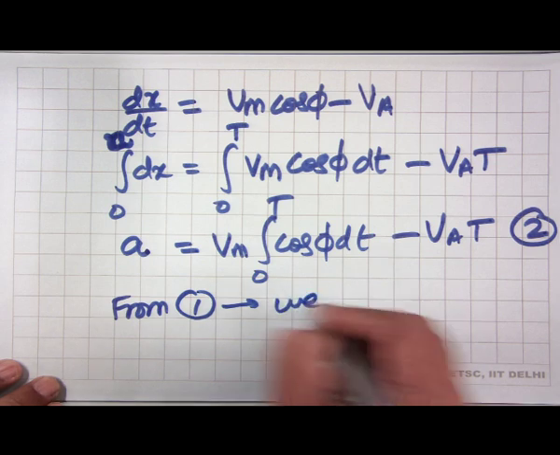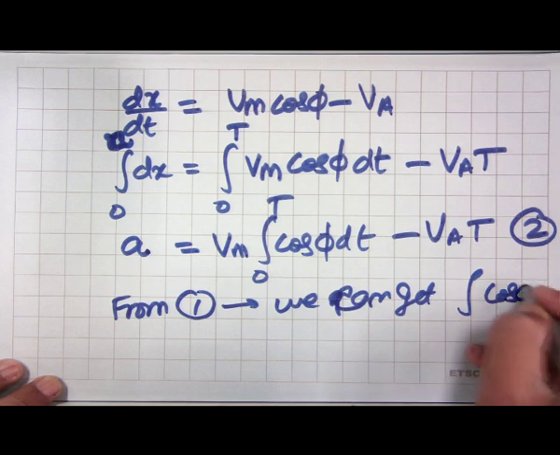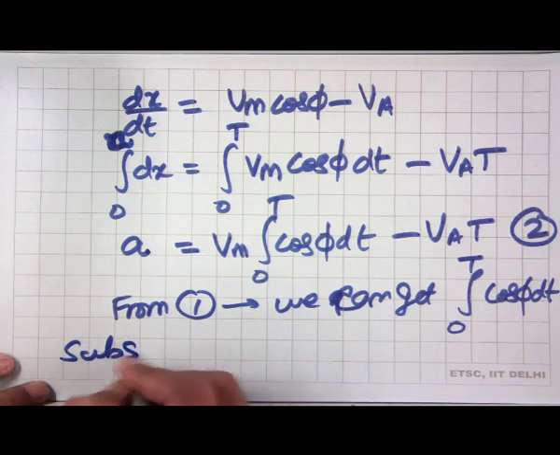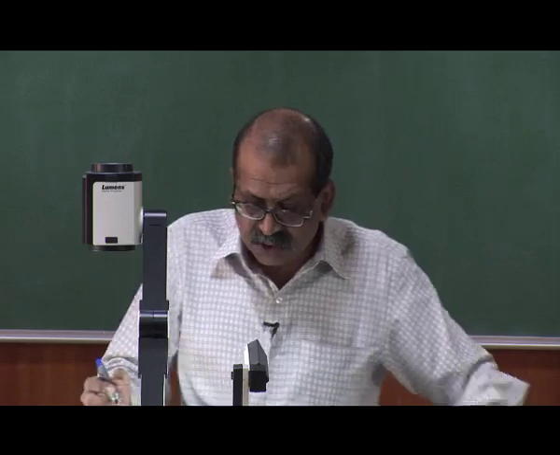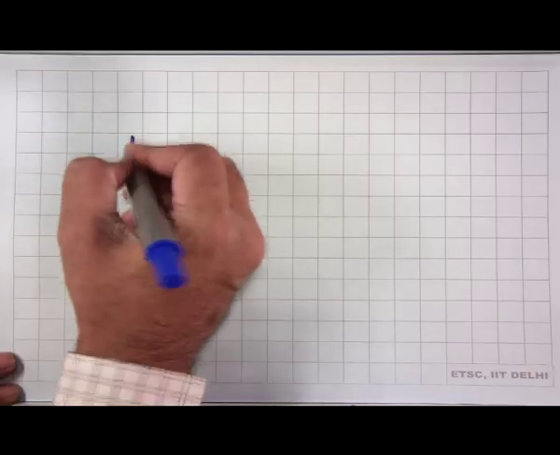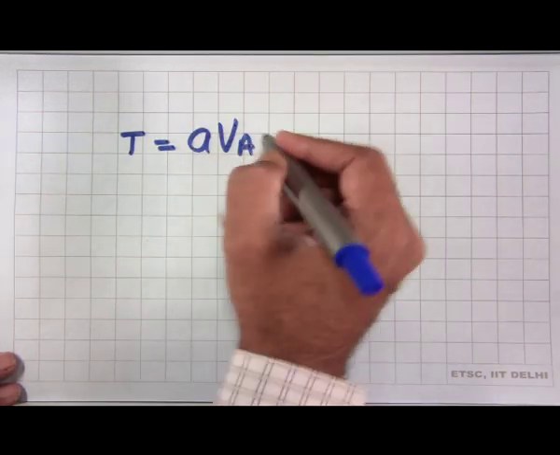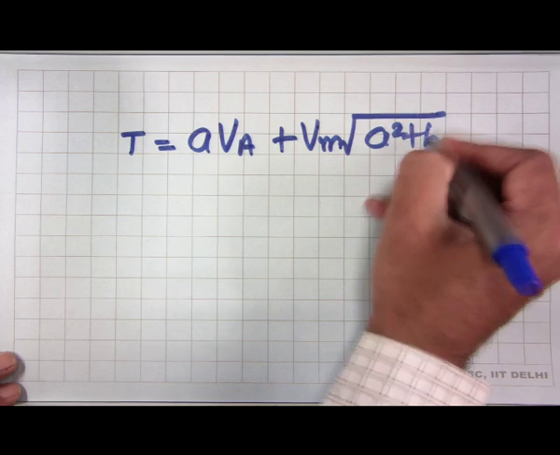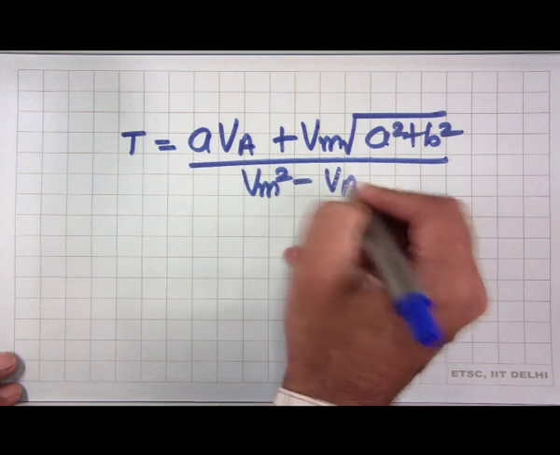From 1 we can get the value of integral cos phi dt from 0 to t, and we substitute in 2. When we do all the maths, by this substitution what we finally get is t equal to A times Va plus Vm times square root of A square plus B square, divided by Vm square minus Va square.